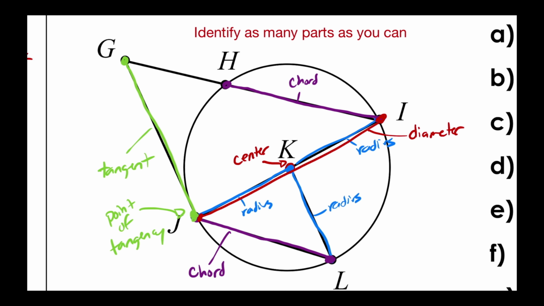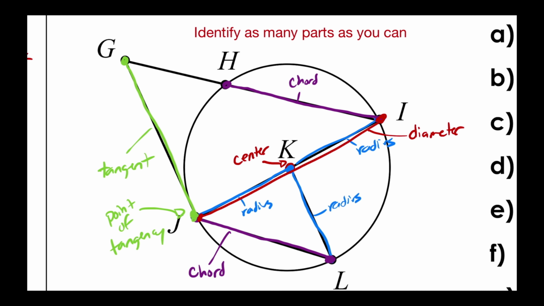Right? Diameter goes through the middle. It goes all the way across through the middle. It's two radii, right? If the diameter all the way across is 10, that means the radius is halfway. It's 5. So a diameter is 2 radii. Good job.